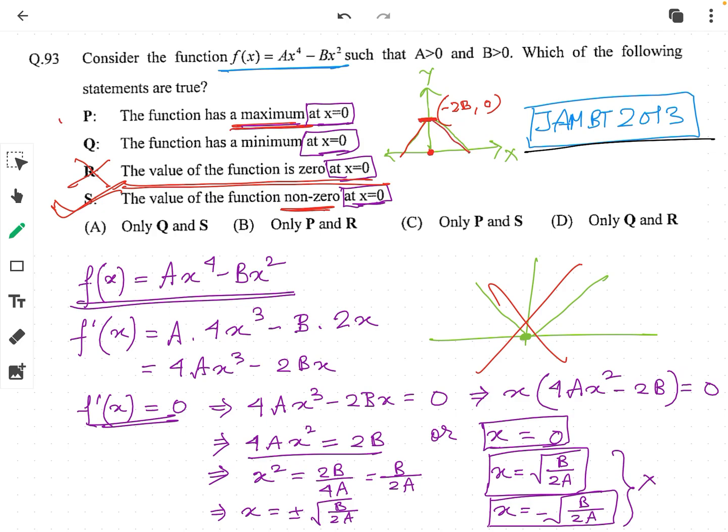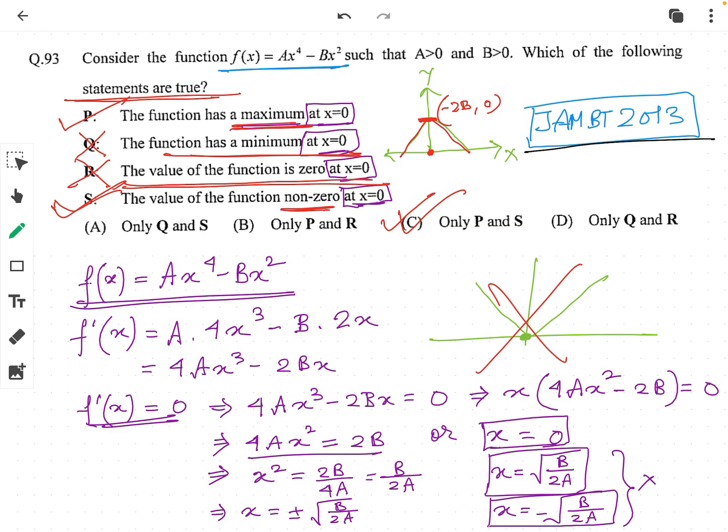Okay, that is statement P is correct, and if statement P is correct, that is the function is maxima at x equals 0, then it would not be minimum at x equals 0, right? So it is incorrect. So only P and S are correct, that is option C. Only P and S statements are true.